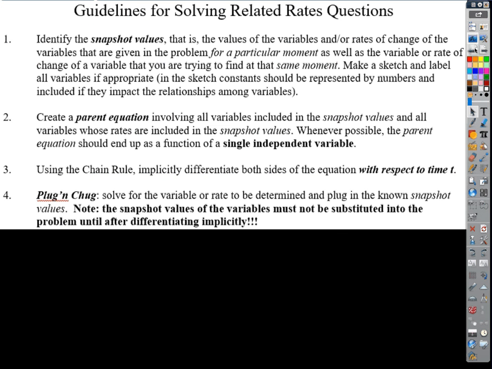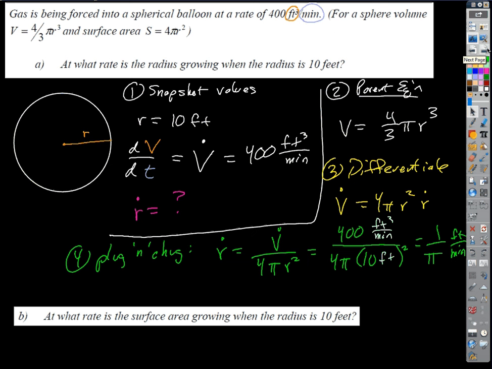So the snapshot values, there's a real tendency here when people are first doing this, they want to plug stuff in. Notice that we can't plug in the snapshot values of the variables until after we've differentiated. How come? What would have happened here if I had tried to plug in the 10 for the radius on this side first? Before I differentiated, I would have gotten v equals some number on this side. You wouldn't end up with r dot, would I?